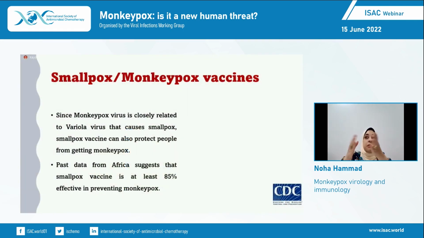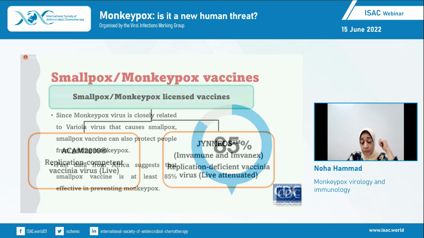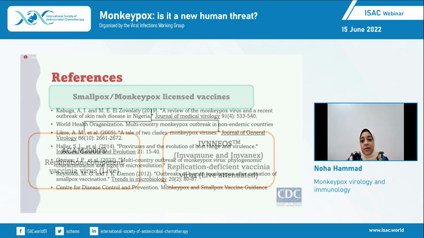Finally, since monkeypox is closely related to variola virus, which causes smallpox disease, smallpox vaccines can be used for prevention of monkeypox disease with effectiveness of about 85%, as reported from past reports from endemic African countries. There are two types of FDA-approved vaccines: the ACAM2000, which is a replication-competent vaccinia virus live vaccine, and the other is the replication-deficient vaccinia virus, which is a live attenuated vaccine.